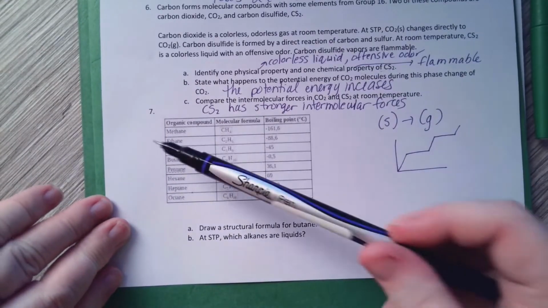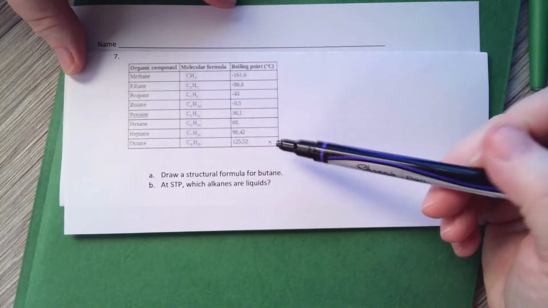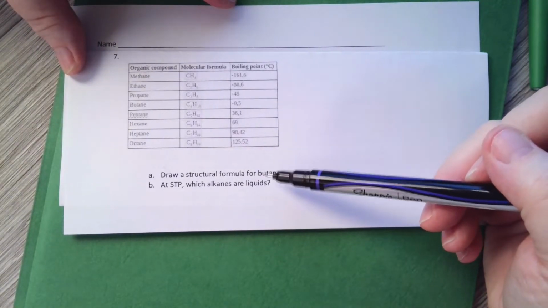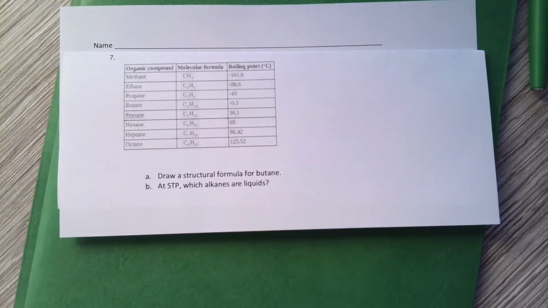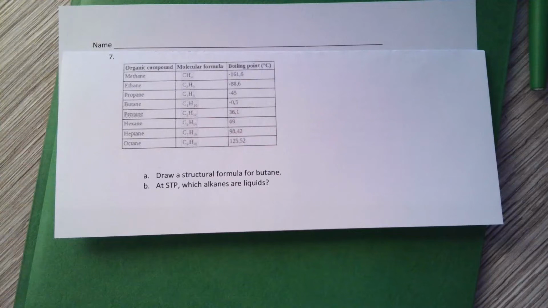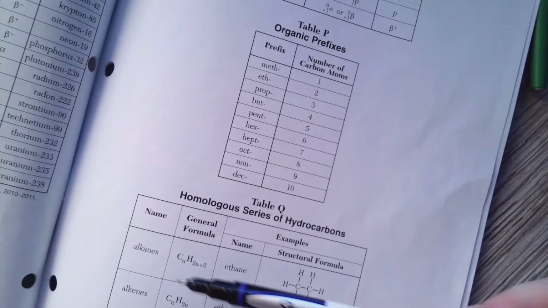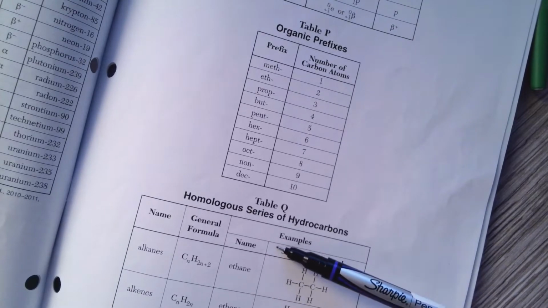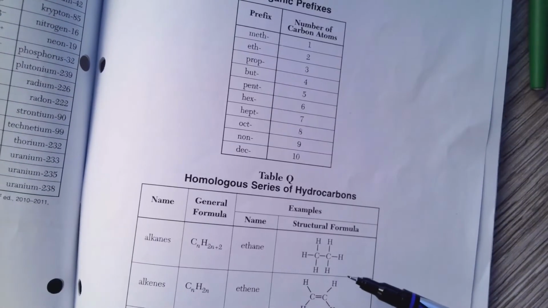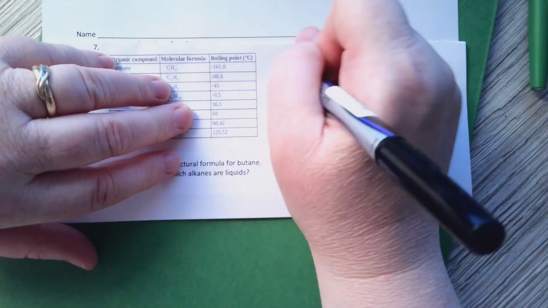All right, now for this question. All right, this question right here, draw a structural formula for butane. So I need to go to the reference table to remind myself if you forgot. So always double check if you aren't sure. But means a chain of 4 carbons, and ane means it is an alkane, right? Which means it has all single bonds. So butane should look like this.